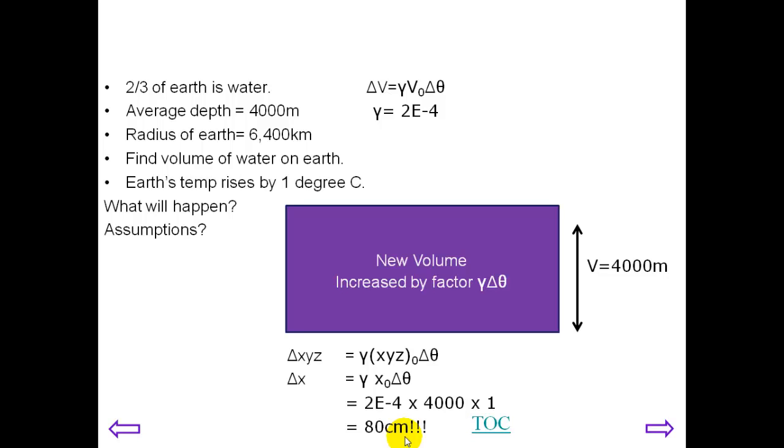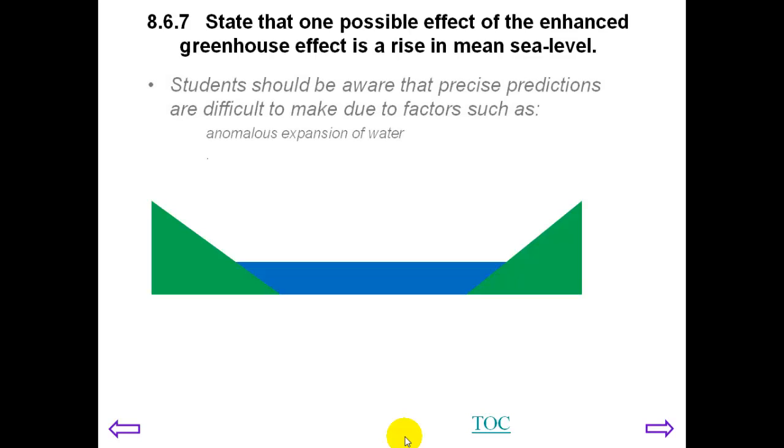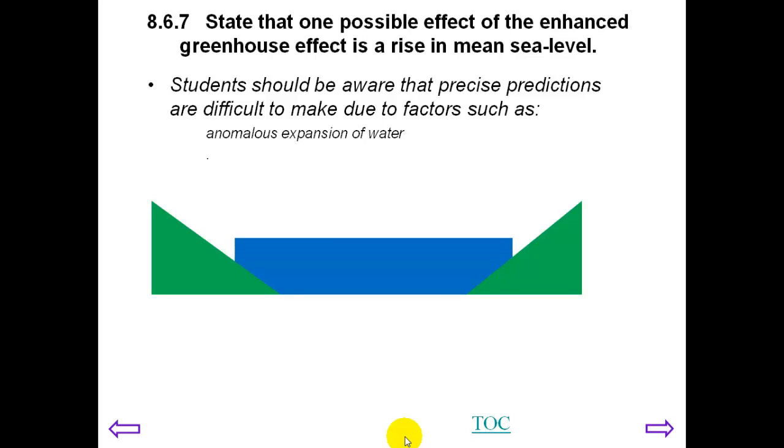Now this is quite a considerable rise in the water level. There are implications of flooding and so on. State that one possible effect of the enhanced greenhouse effect is a rise in the mean sea level. Students should be aware that precise predictions are difficult to make due to factors such as the anomalous expansion of water. It doesn't expand vertically. It doesn't expand like this.